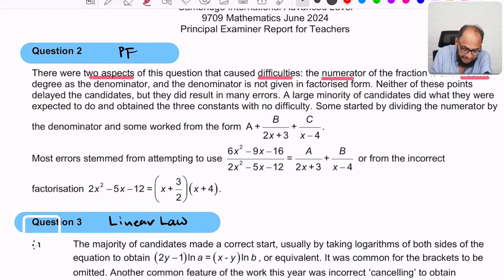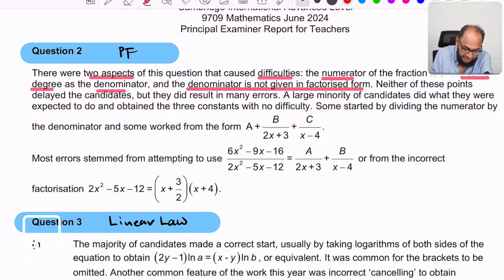The numerator is the same degree as the denominator, and the denominator is not given in factorized form. Neither of these points delayed the candidates, but they did result in many errors. A large minority of candidates did what they were expected to do, and obtained the three constants with no difficulty.